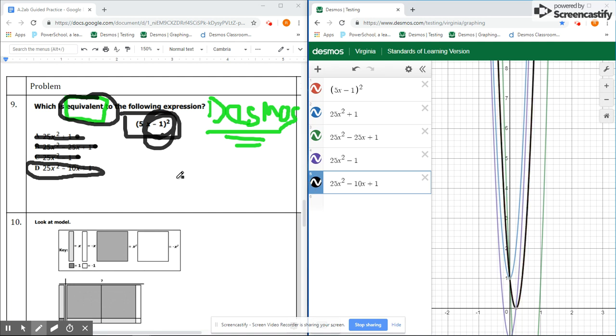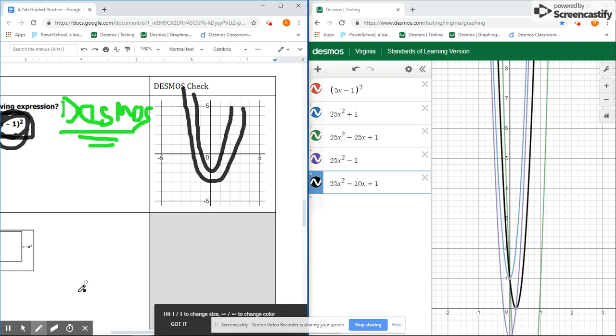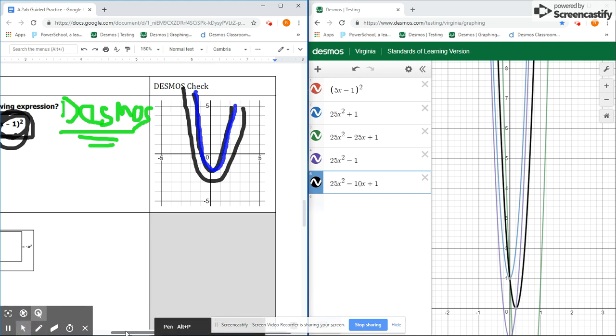All right, so that's number 9. All we did was type into Desmos, find the answer. Okay, over here on your Desmos check, you can draw the graphs to show which ones are the answers, and then put a thick line here on this one so that we know we got the right answer. All right, there we go.